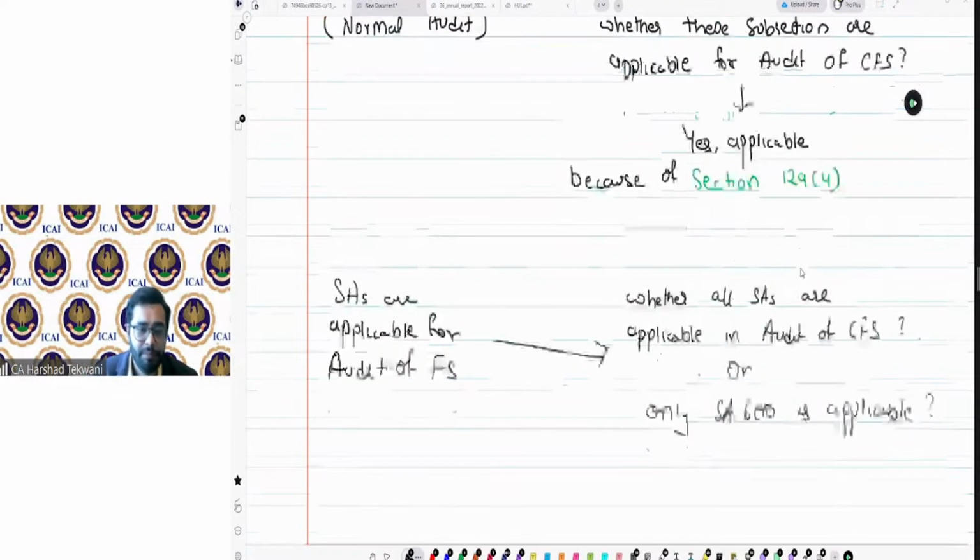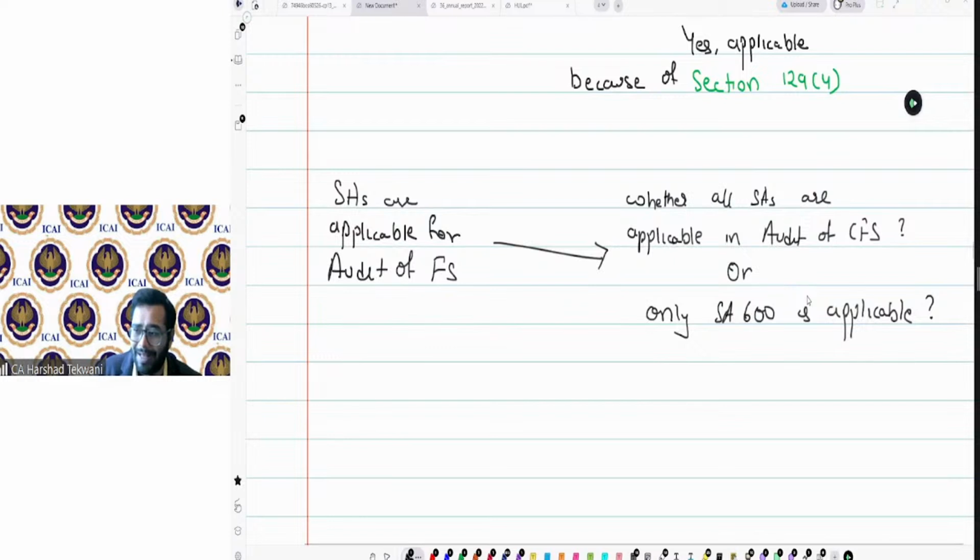Very good, Tanisha. Okay, the first one to answer, yes, all SAs are applicable. This is the correct answer. All SAs are applicable to the extent that the SA in entirety is applicable, but all SAs are applicable to the audit of CFS. It's not that I just need to rely upon SA 600. So whatever we have discussed till now in all these standards, the same will be applicable in audit of CFS also.